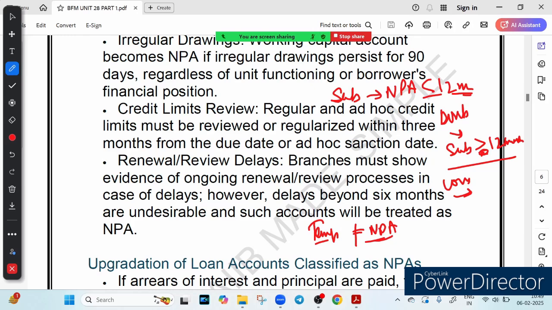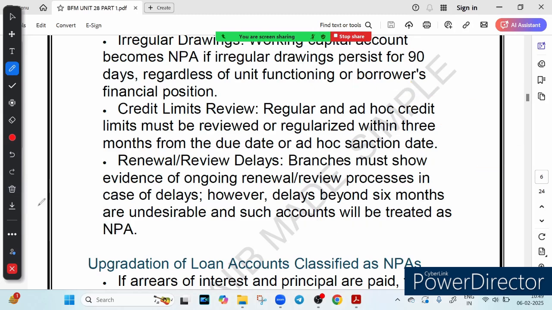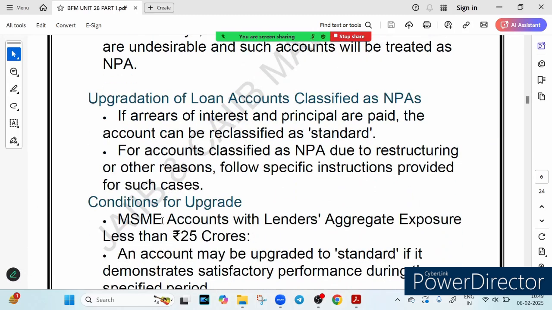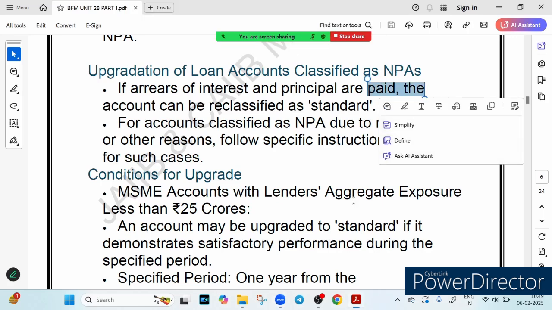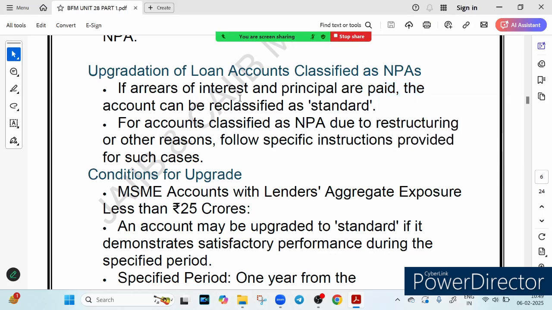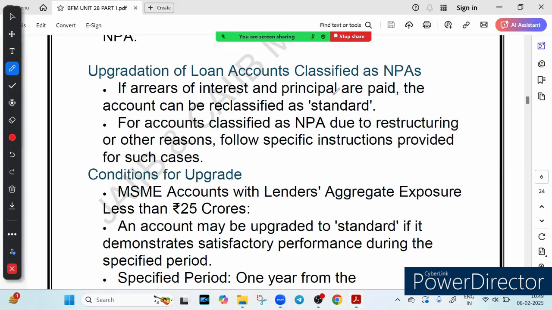Now let's talk about upgradation of a loan account classified as NPA. Let's talk about this point now. So what does it mean when I say upgradation of a loan account classified as NPA? Ever wondered how a loan that was once classified as NPA can regain standard status? So a loan was there which was once an NPA, how can it regain the standard status? So let's discuss it now. We are going to discuss it.